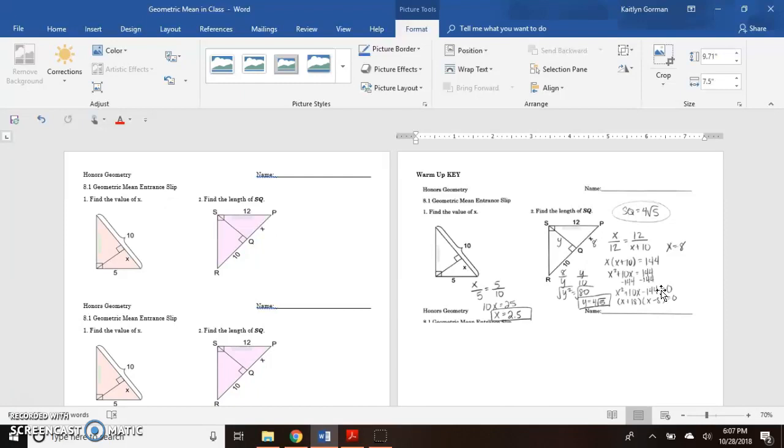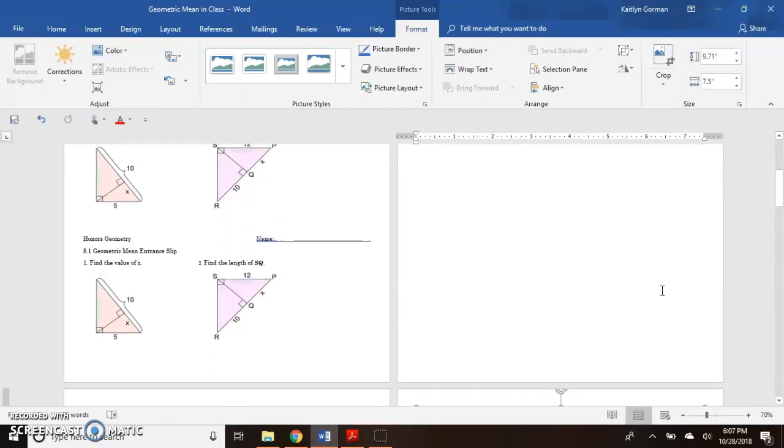So I can quickly check which ones got it, which ones didn't, and then that can help me either pair them off or just to help me figure out which students are going to be understanding the activity.